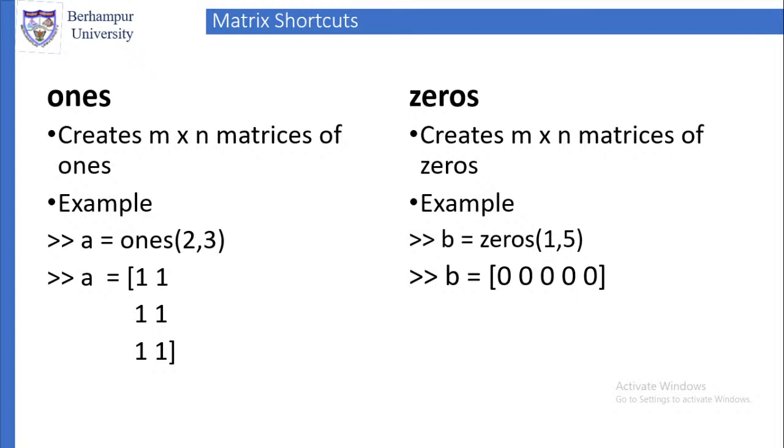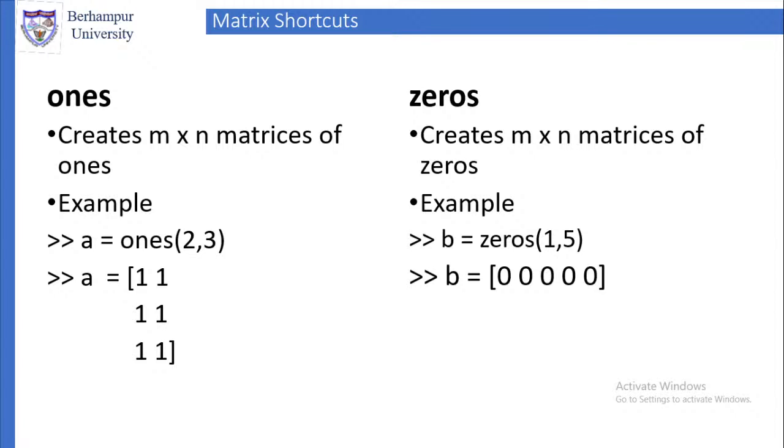The ones command creates an m cross n matrix of ones. For example, if I write A is equal to ones(2, 3), which means it is a 2 cross 3 matrix of 1s, you can see that the answer is A is equal to 1, 1, 1, 1, 1, 1. Everything is 1, right? And it has 2 rows and 3 columns.